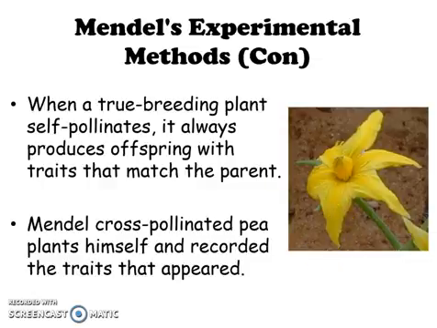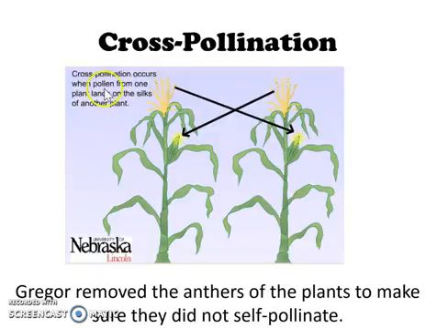So true breeding is kind of like you think of a true breed like a dog, a German Shepherd. If a German Shepherd breeds with a German Shepherd, it's going to get a German Shepherd. But Mendel cross-pollinated pea plants himself and recorded the traits that appeared. So cross-pollination occurs when pollen from one plant lands on another plant. But Mendel actually controlled this and decided what pollen went to what plant. He removed the anthers to make sure they did not self-pollinate.